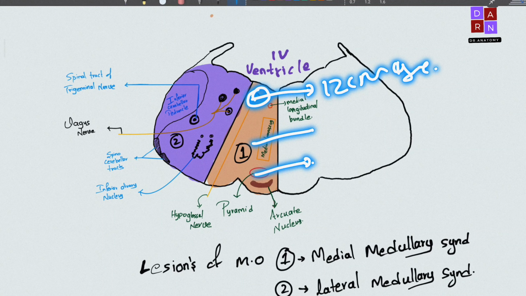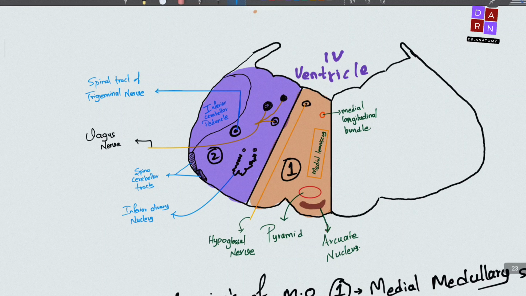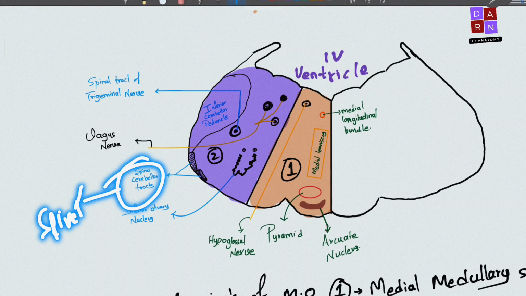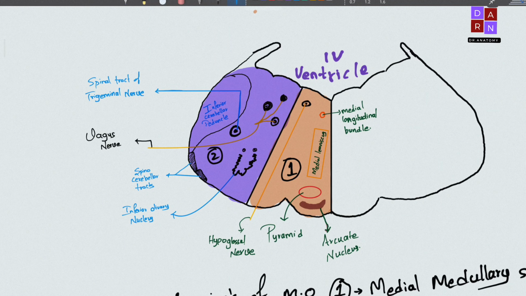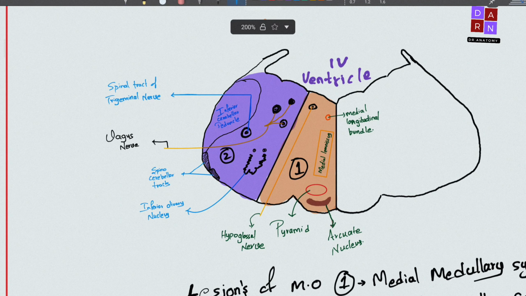Okay, coming to the lateral medullary syndrome, or Wallenberg syndrome, I had just discussed in the image. Contralateral pain and temperature in the body, and same side face pain and temperature is gone because of its spinal nucleus, and equilibrium is also gone because of spinocerebellar tracts. This is the important thing which you have to remember in medial medullary and lateral medullary Wallenberg syndrome.